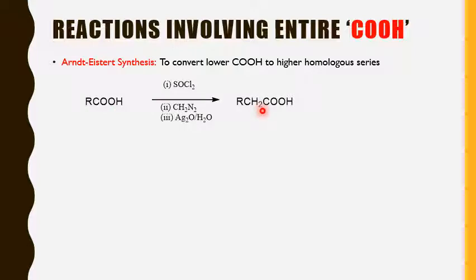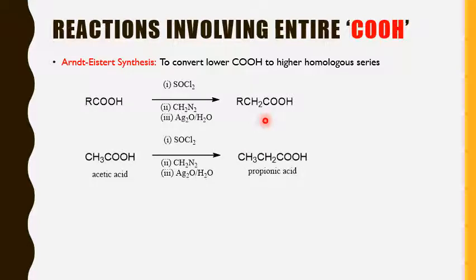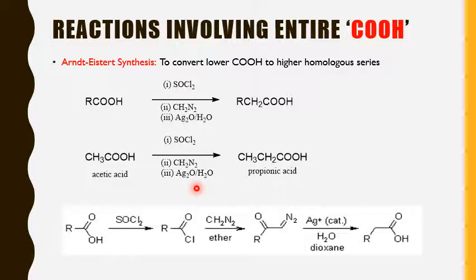Till now, whatever we have seen was mostly N carbon to N minus 1 carbon, which involved the entire COOH, either by removal of CO2 or reduction, whatever it may be. But this reaction's specialty is that it provides N carbon to N plus 1. That means 1 carbon comes in addition. So you can see the example here. If you want propanoic acid, you can get it from acetic acid directly by treating with these Arndt-Eistert synthesis reagents. So this is the mechanism.